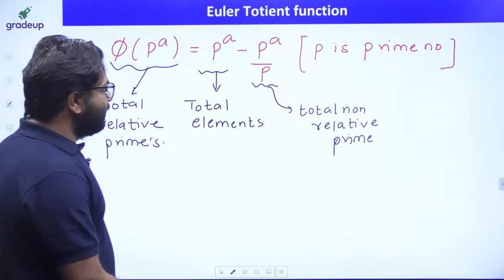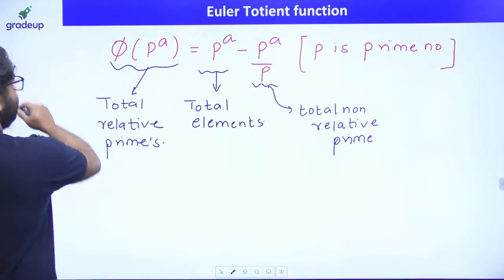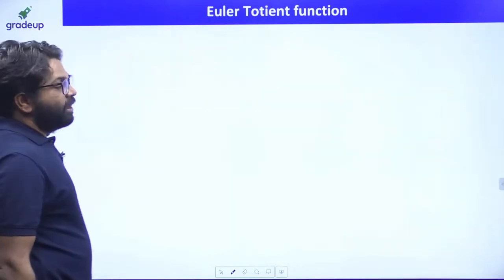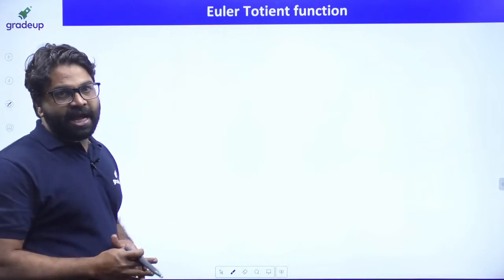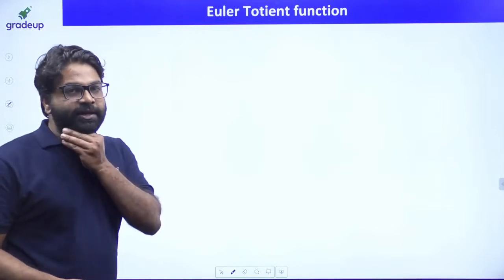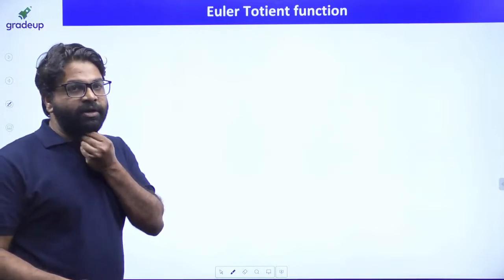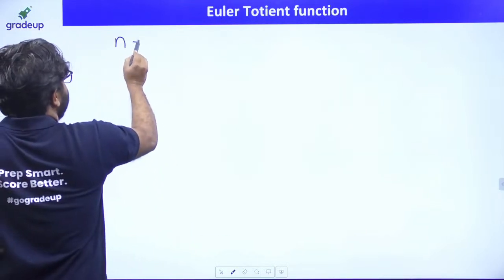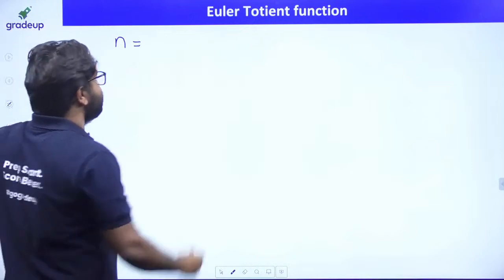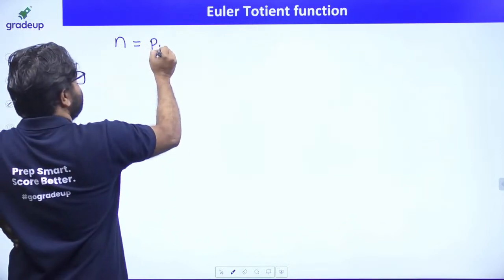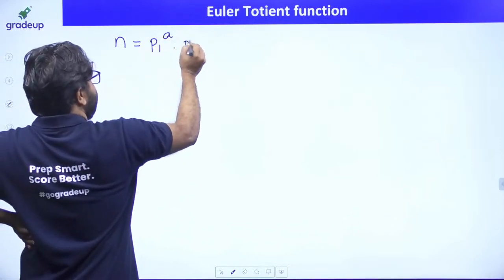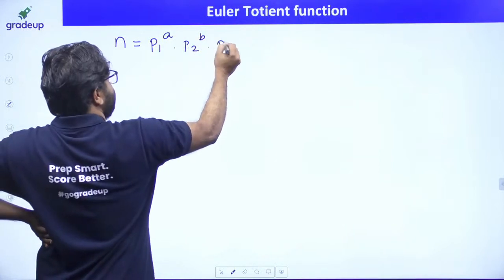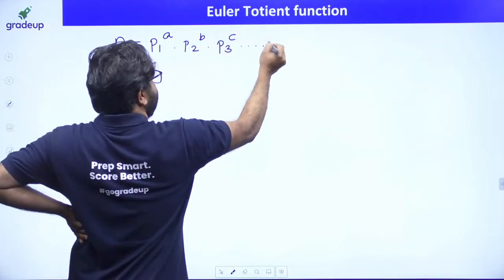Now, what will happen if I want to calculate something for a big number? As I have told you, any positive integer can be written in terms of p1 raised to a, p2 raised to b, p3 raised to c, and so on.